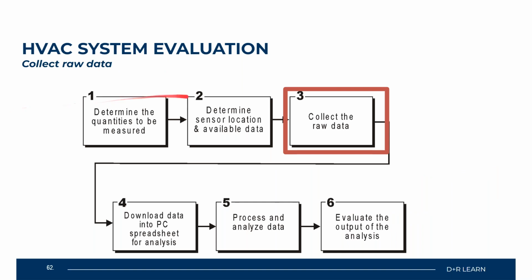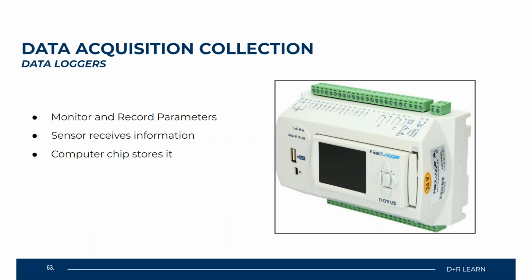Next, we have step 3, where we're going to collect the raw data. During this phase, your data logger will be utilized to collect and store this raw data. The data logger runs continuously and transfers this information to a database or a PC for analysis.